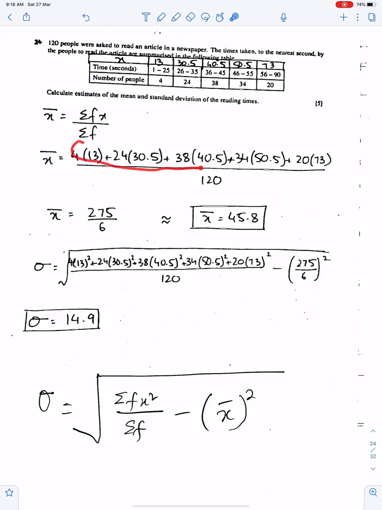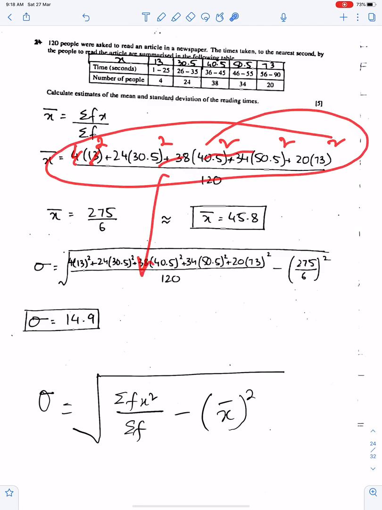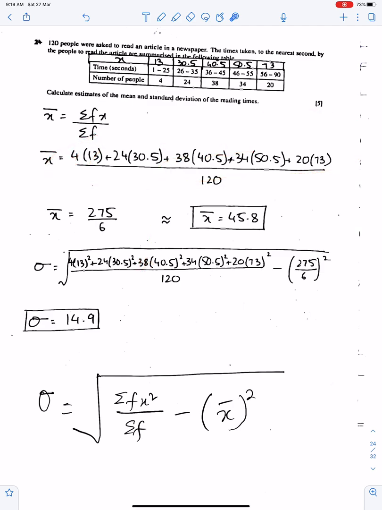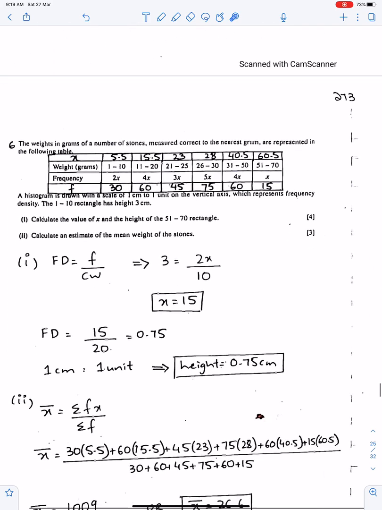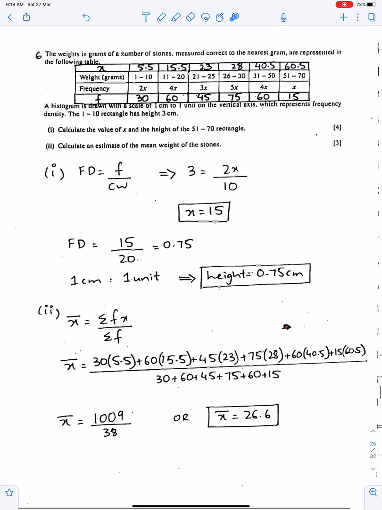So if you square here, x square, f times x square, 4 times 13 square, then you will get this quantity, fx square, and this is the answer of mean. This is the standard deviation. Another question.